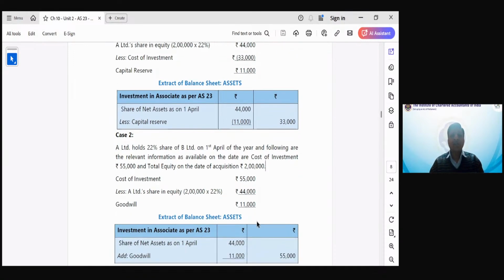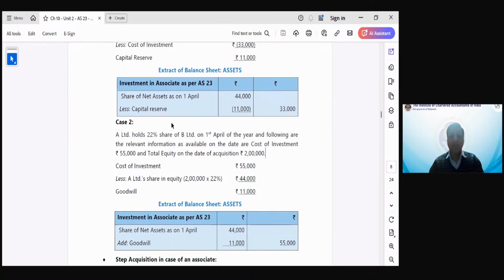Cost of investment is what you need to present. Now, can you see the difference between these two presentations? One is this, other one is this. Now, here again, what is your cost of investment? Tell me, what is your cost of investment? Quickly, in this case, what is your cost of investment?